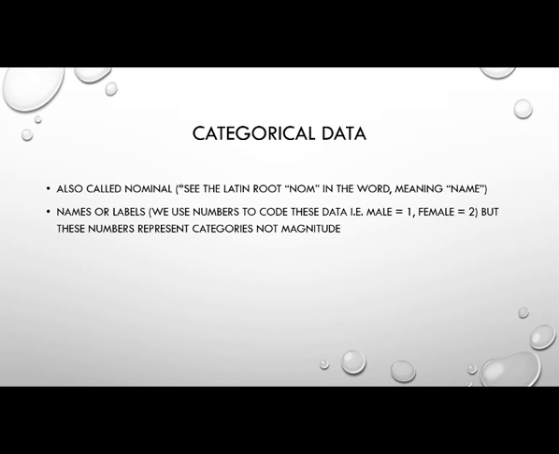These are names or labels that we use. We use numbers to code data. So 1, for example, could be male and 2 is female. But these represent categories, not magnitude. Just because I say male is equal to 1 and female is equal to 2, it doesn't mean there's more or something better in terms of female because there's twice, it's just a label. It's just a way that we tell the computer to count it up, but it doesn't mean quantity there. Okay, it'll become clearer as we go through.